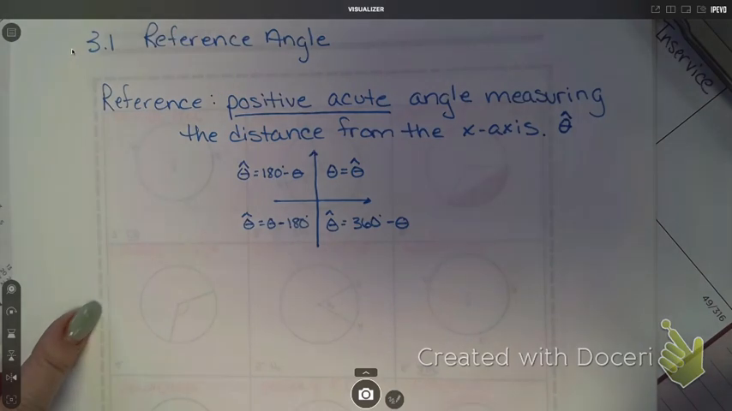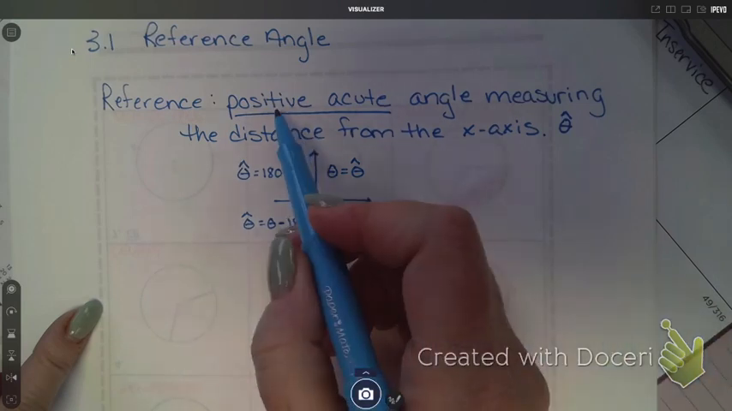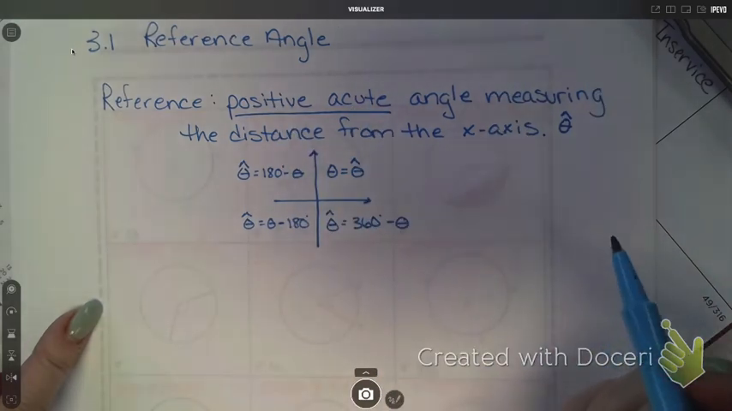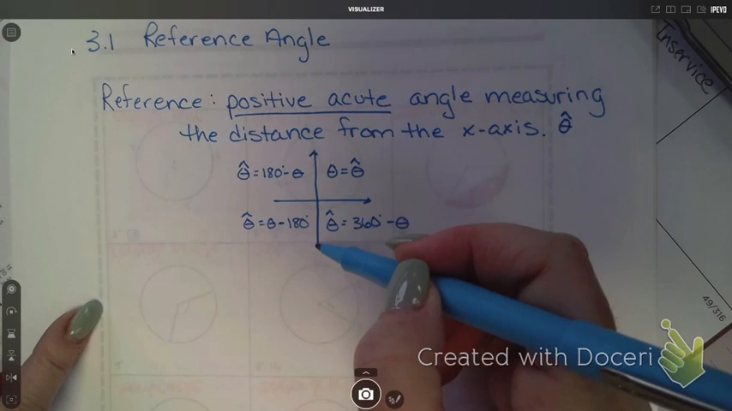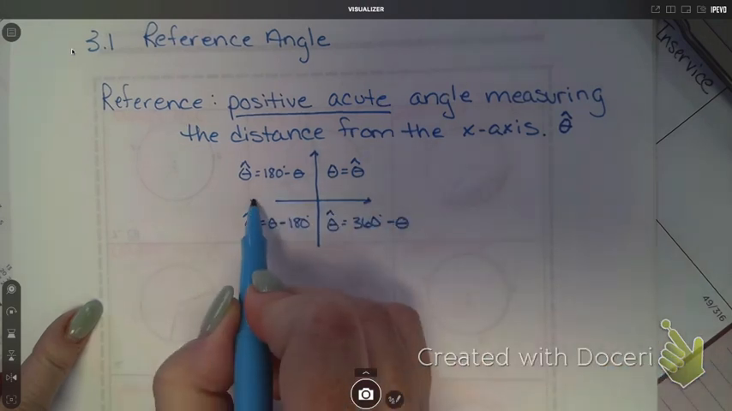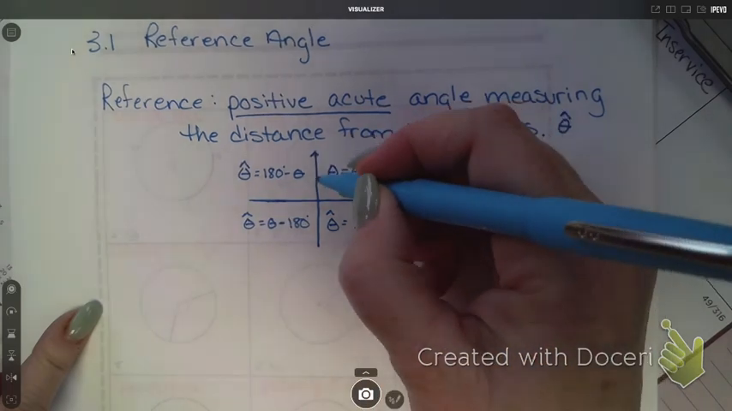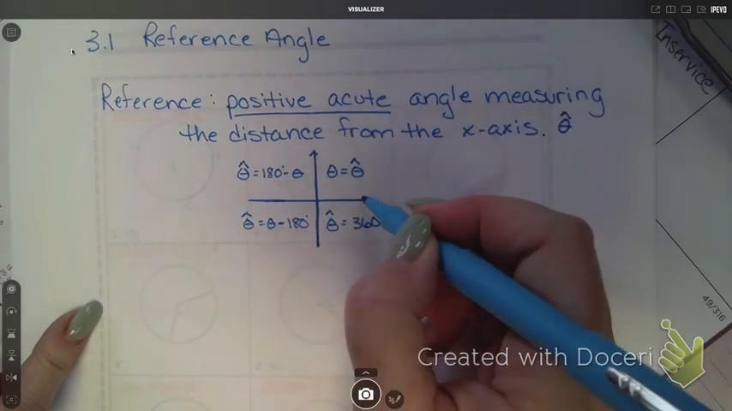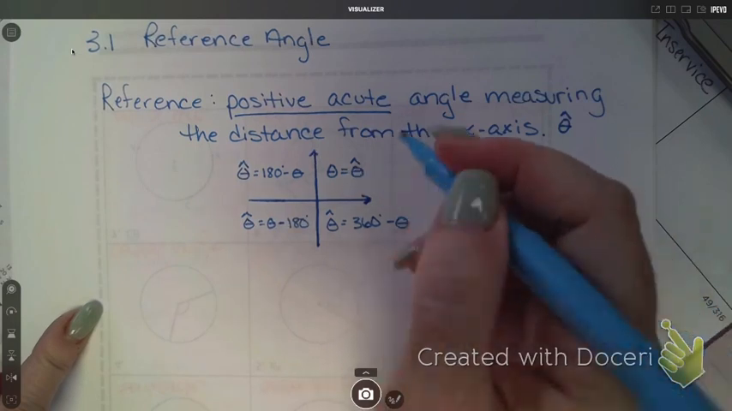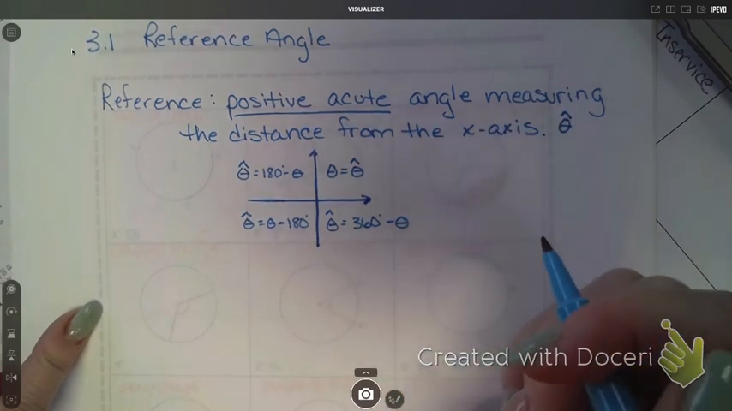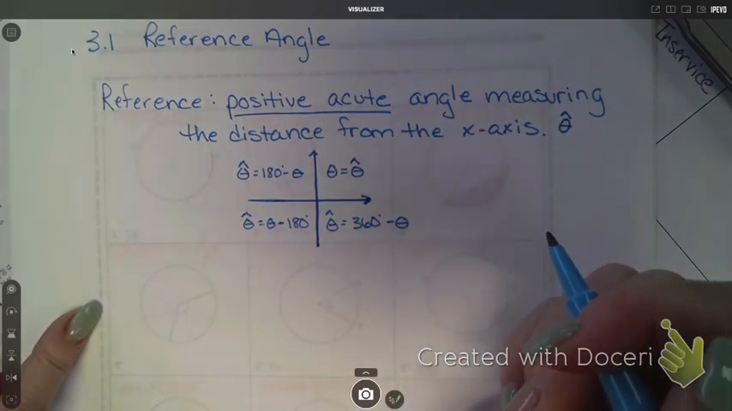Now, what happens to 90, 0, 180, 270? What's the reference angle? Well, by definition, it's a positive acute angle, yes? Anything that's a quadrantal angle, isn't the distance from the x-axis either 0 or 90? Is 90 an acute angle? No. Quadrantal angles do not have reference angles. Everyone hear that?